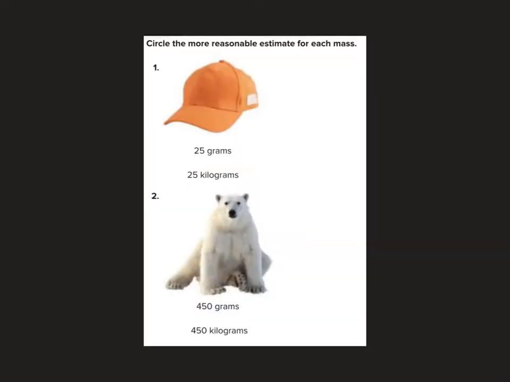Circle the more reasonable estimate for each mass. So a hat, very light. About 25 grams would be my guess. Definitely not kilograms. Now a bear, 450 kilograms sounds about right.